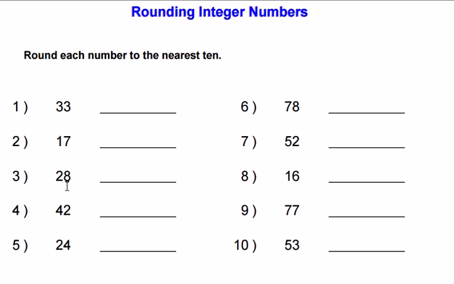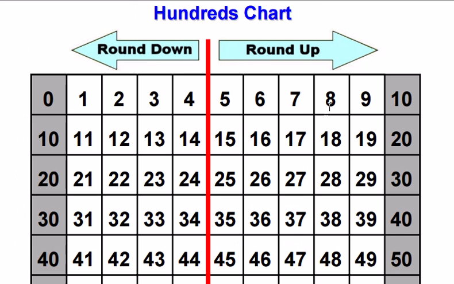All right, let's do one more in the nearest 10. So for 28, we're going to round it based on the 8. Let's go to our chart. And for 8, we're going to round it up. So we have 28. We're going to round it up to 30.